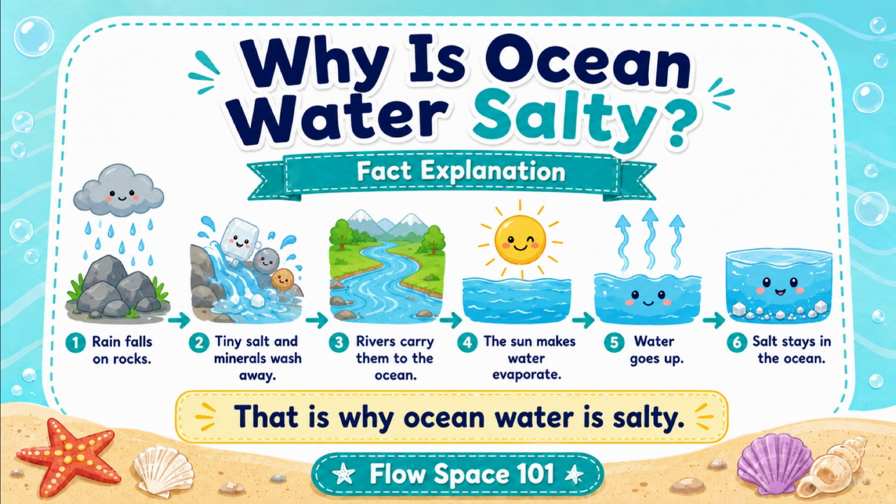Now we can understand why ocean water is salty. Rain falls on rocks. Tiny salt and minerals wash away from the rocks. Rivers carry the tiny salt and minerals to the ocean. Then the sun heats the ocean water. Some ocean water evaporates and goes up into the air. But the salt does not go up. The salt stays in the ocean. Over a long time, more and more salt stays in the ocean. That is why ocean water is salty. Let's say it simply, salt goes in. Water goes up. Salt stays.